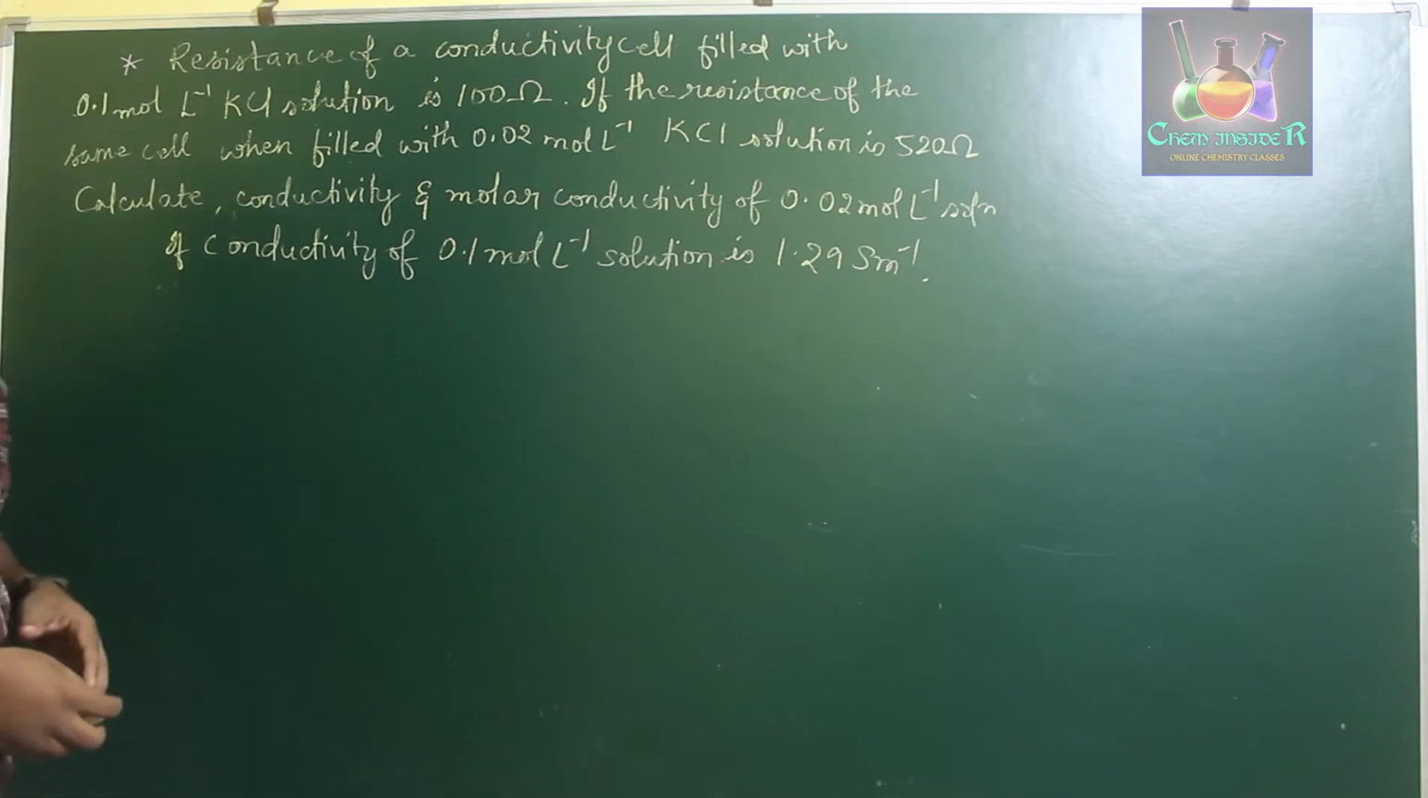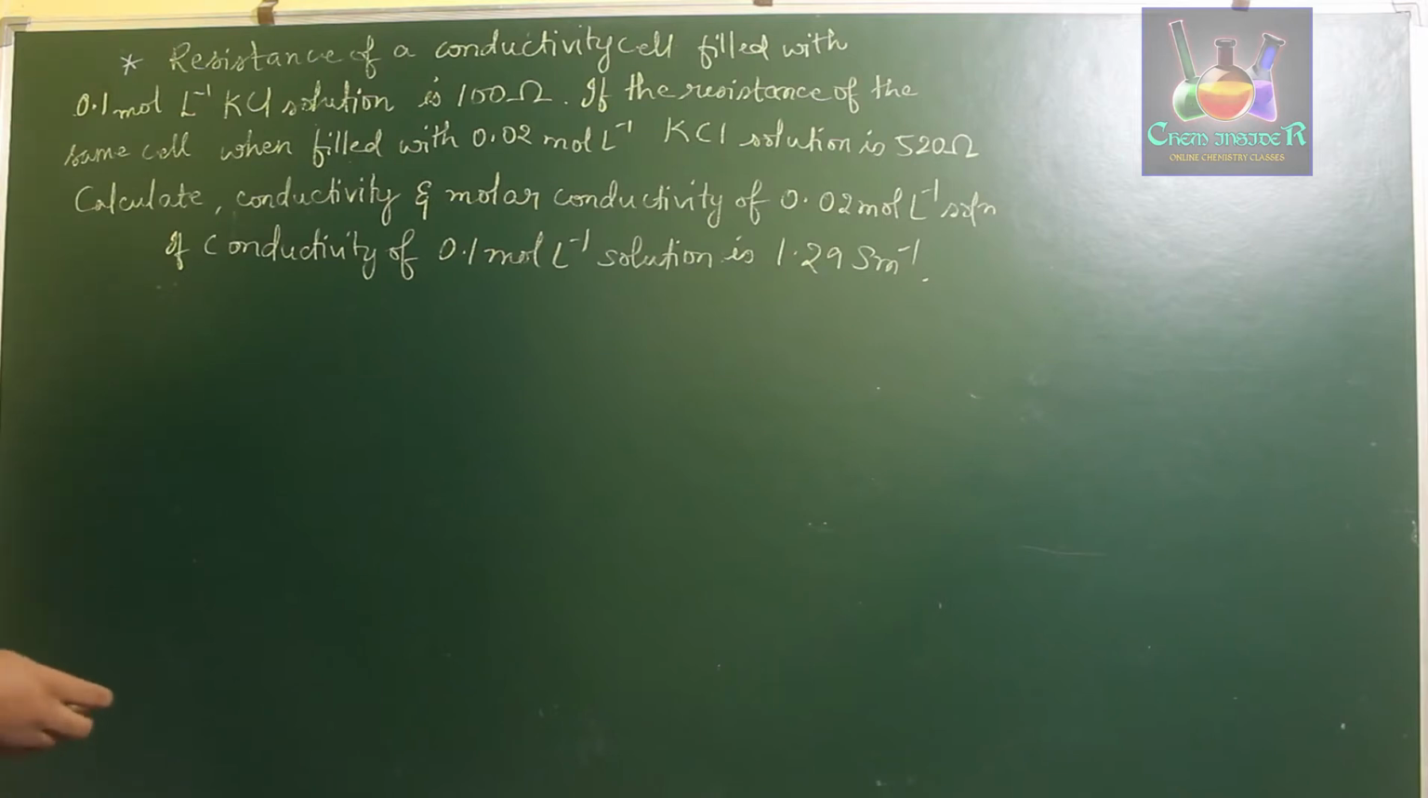Now in this particular question, if you read the question carefully, they have given that the resistance of a conductivity cell filled with 0.1 mole per liter KCl solution is 100 ohms. If the resistance of the same cell when filled with 0.02 mole per liter of KCl solution is 520 ohms, calculate the conductivity and molar conductivity of the 0.02 mole per liter solution of KCl, if the conductivity of the 0.1 mole per liter solution is 1.29 Siemens per meter.